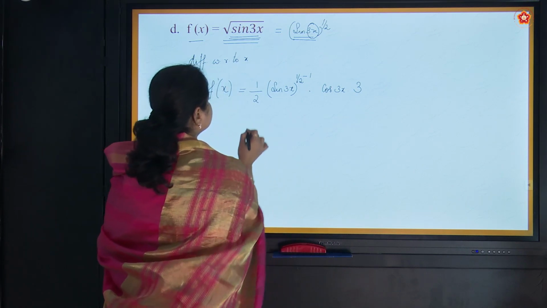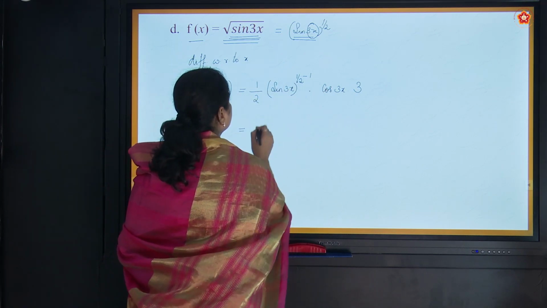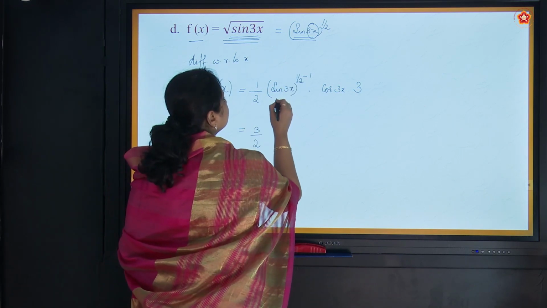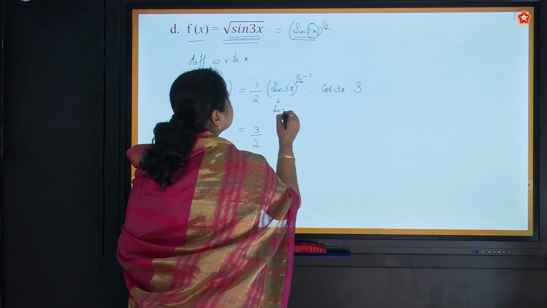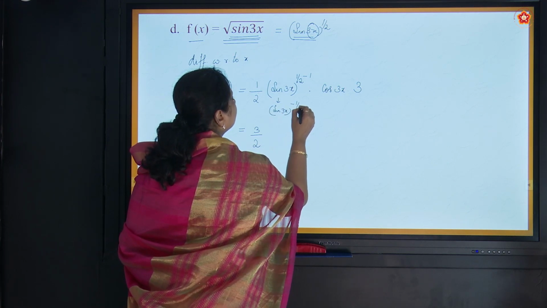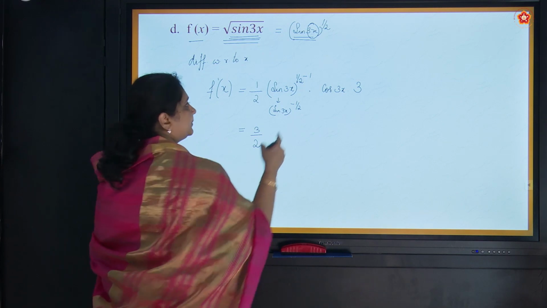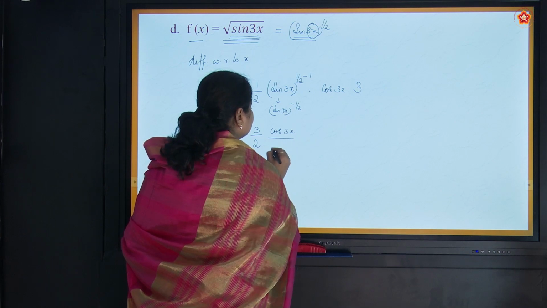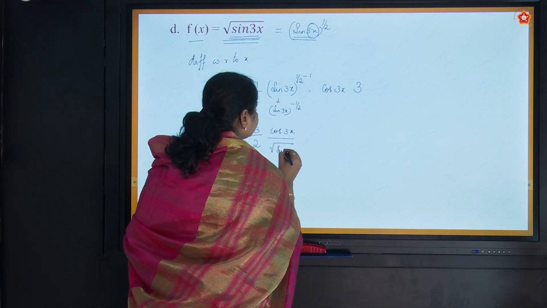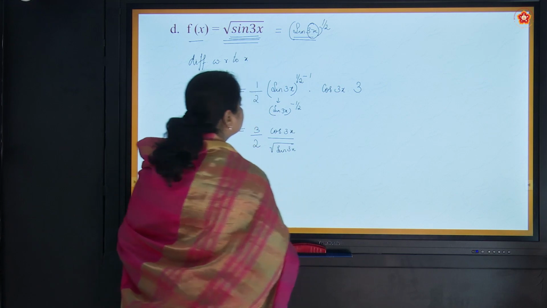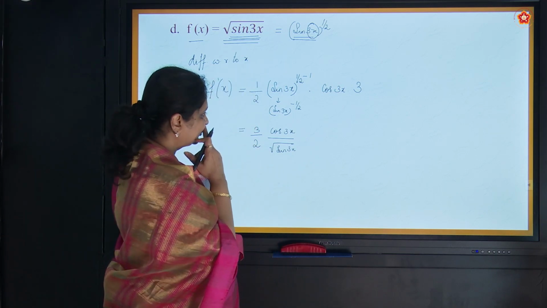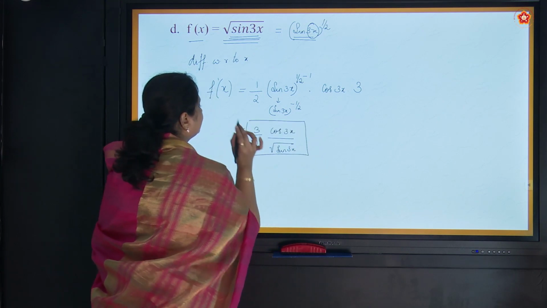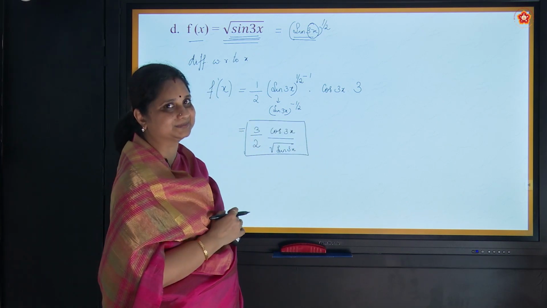So now the rewriting starts. I put the numerical coefficient first, so I'll put it as 3 by 2. Now this is nothing but sine 3x, the whole power minus half. So I need to make it into positive power. So let me write the numerator first and then the denominator with positive power turned into a square root sign. So this is how I'm going to express my final answer.